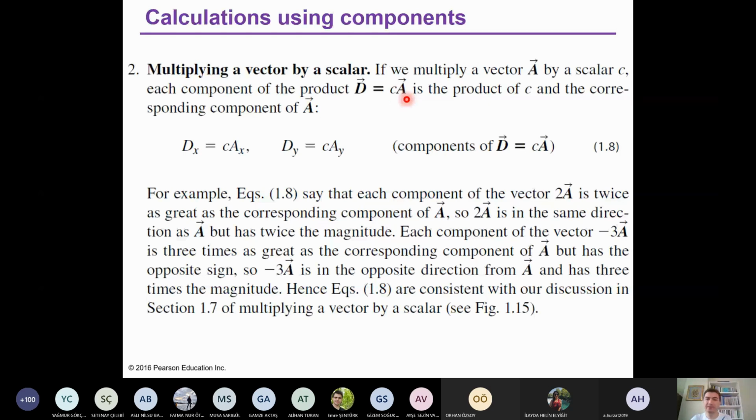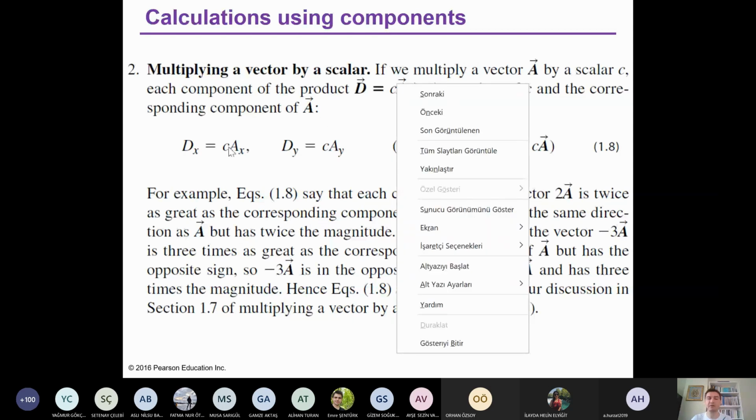But this vector has components along the x-axis and y-axis. The a vector also has components along the x-axis and y-axis, right? So what about the x and the y? If you multiply the a vector with c, it means that the final vector d will be like this. Its x component will be c times the x component of a, and its y component will be c times the y component of a. So if you multiply a vector with a scalar number, you also multiply its components with the same number. This is another important property of the components.